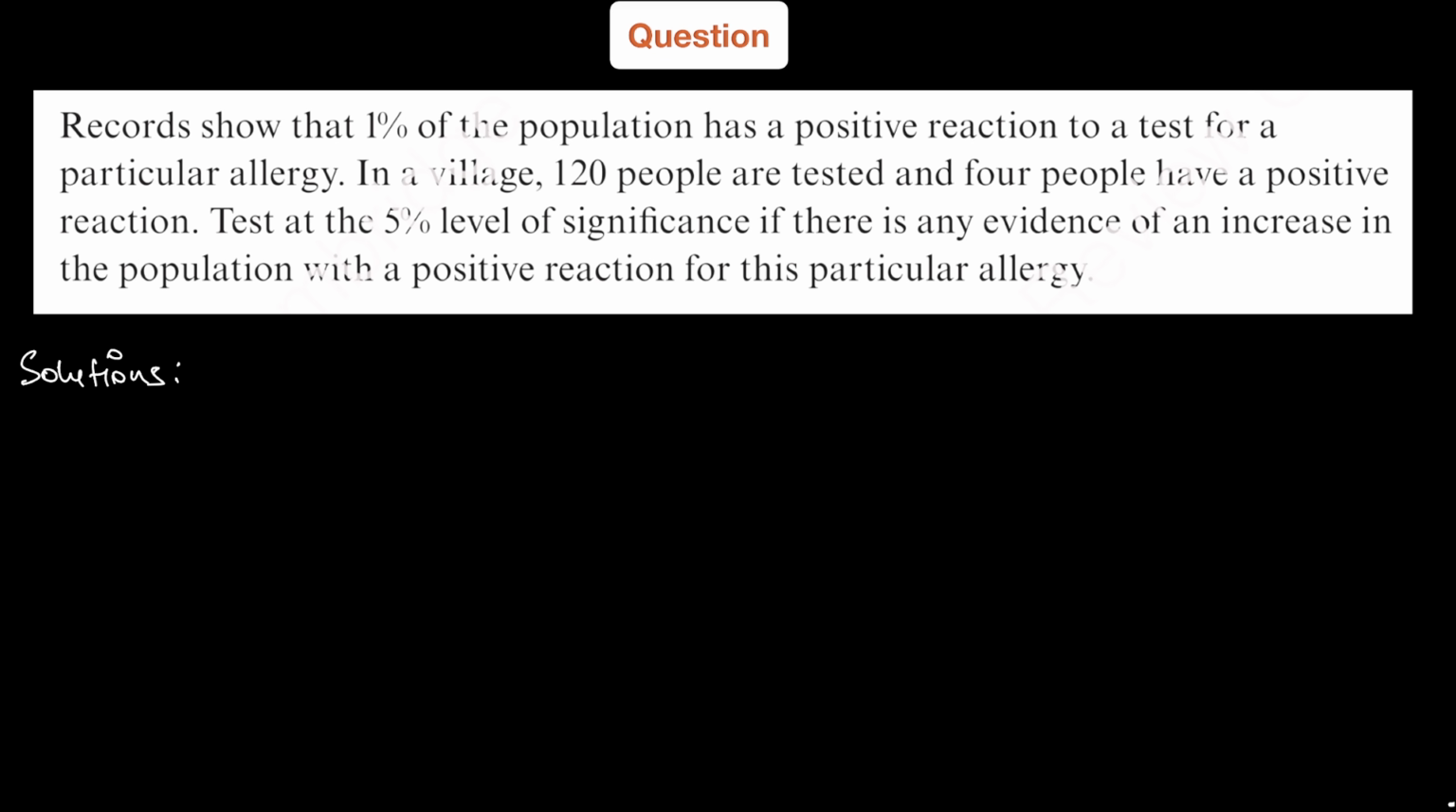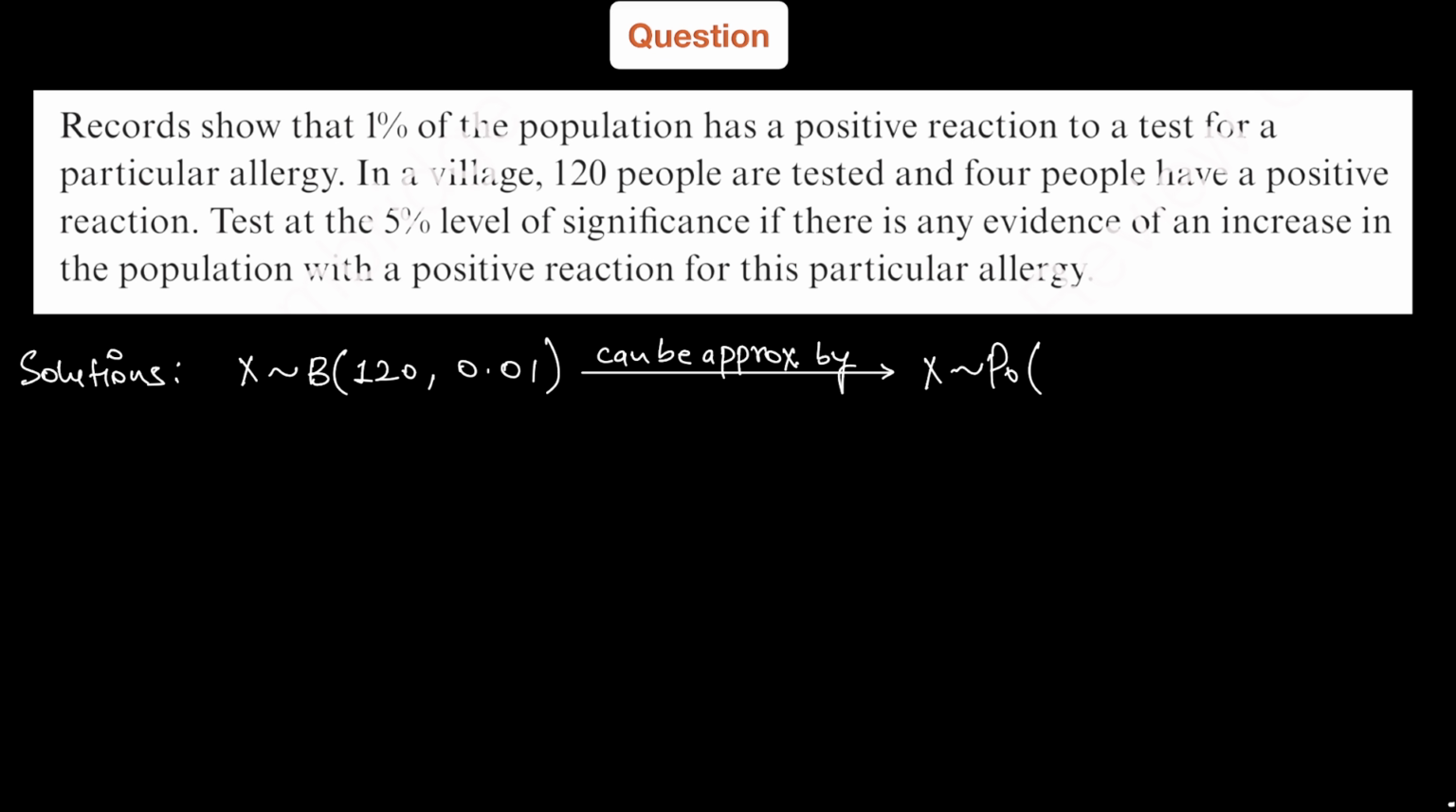So according to this question, X is following a binomial distribution where the number of people involved in the test is 120 and the success rate is 0.01. Okay, so we can approximate this distribution by X following a Poisson distribution with mean 120 times 0.01, that is 1.2. So here we are going to use a Poisson distribution to approximate this binomial distribution expression.